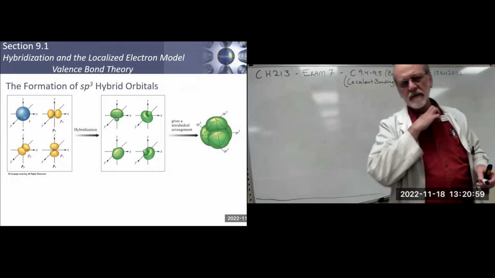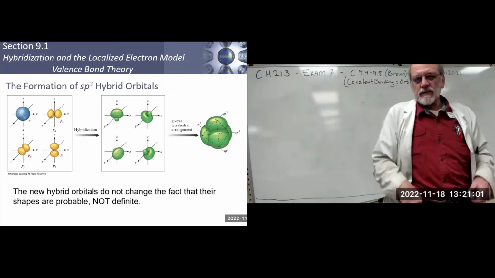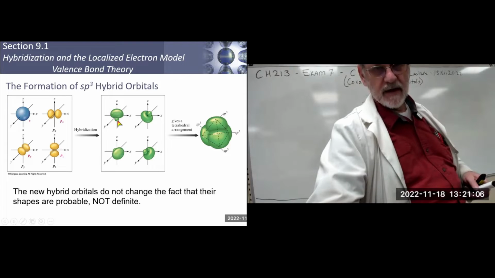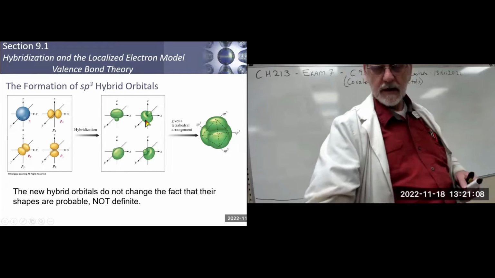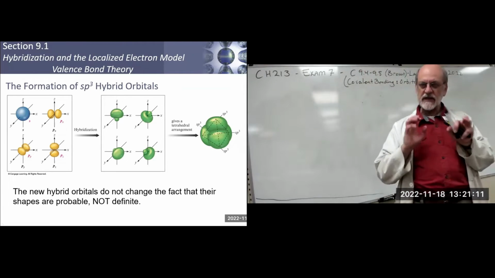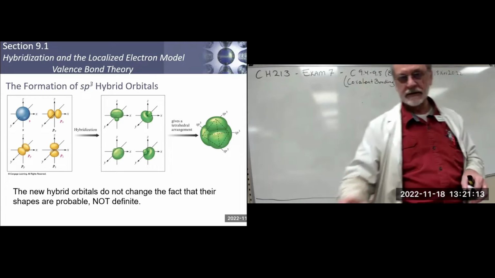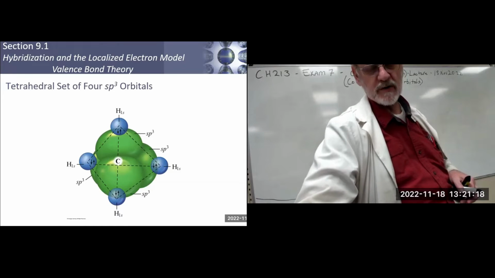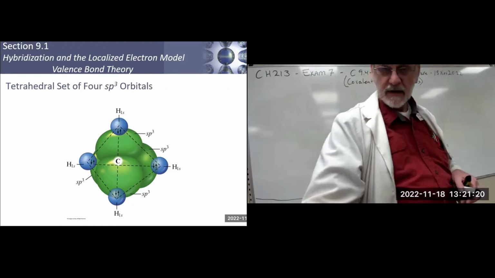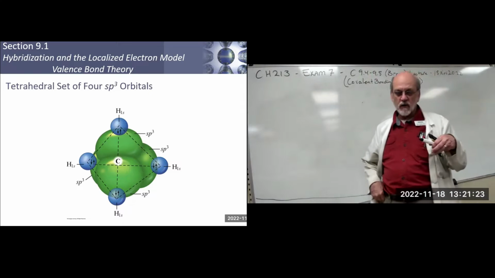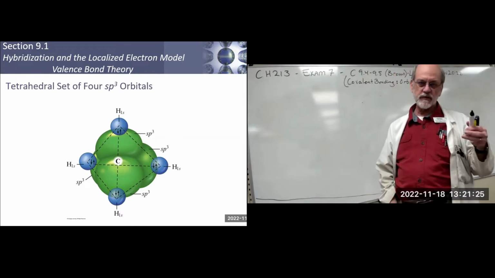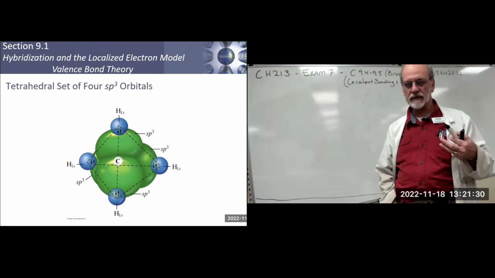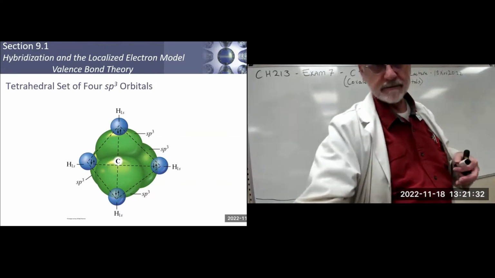Okay, so this is what the model says the shape should be. So we have this big bulge on one side and a little blimp on the other side, but they point in those tetrahedral directions. There's a bigger picture of it, including the hydrogens. So in this case, you are overlapping 1s orbitals from each hydrogen and 1 sp3 orbital from the carbon, 1 for each hydrogen.